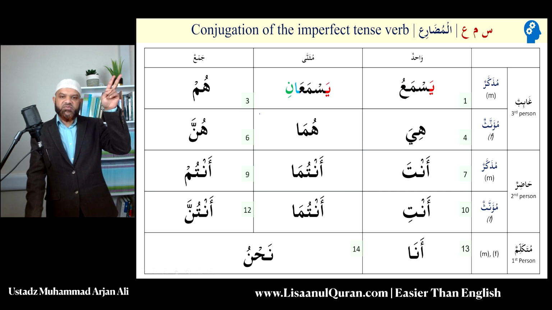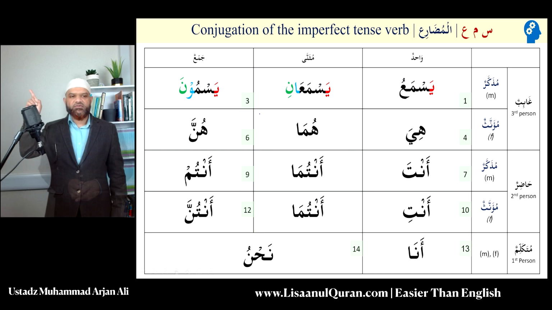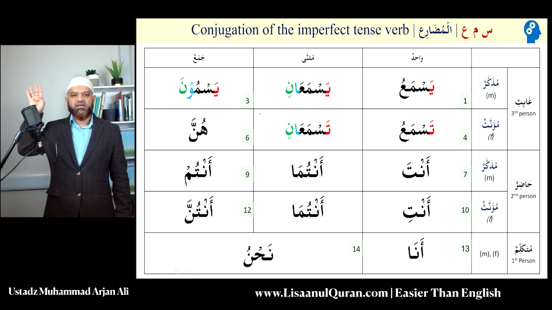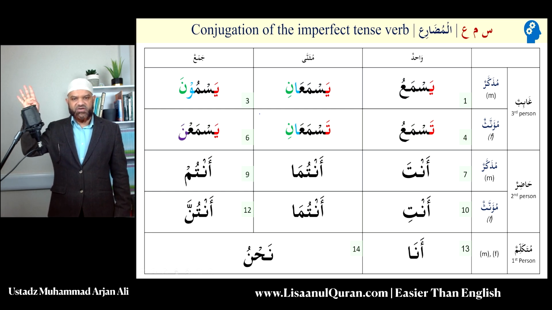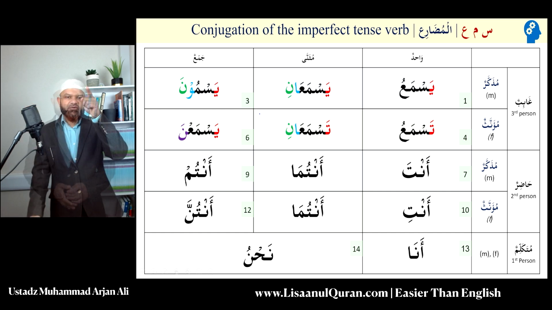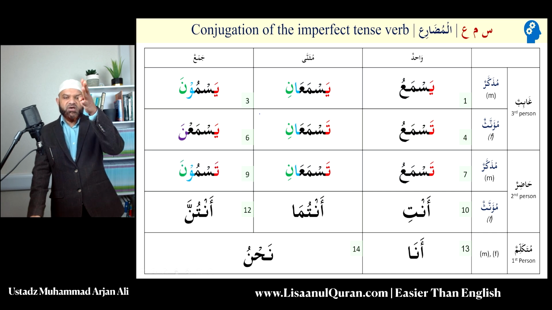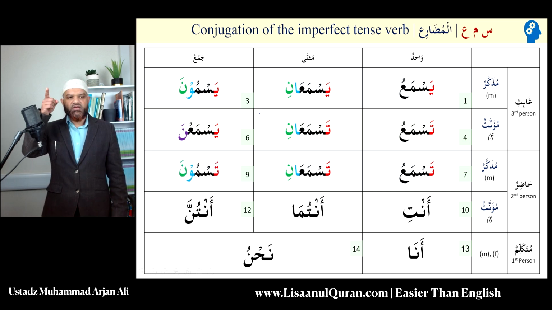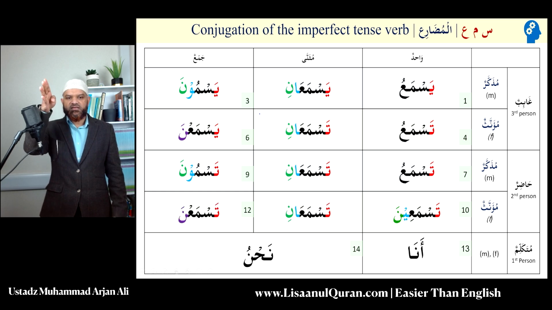Yasma'u, yasma'ani, yasma'una, yasma'u, yasma'ani, yasma'una. Next we have tasma'u, tasma'ani, yasma'na, yasma'na. Please note this is ya, not ta. Yasma'na. Then we have for anta, tasma'u, tasma'ani, tasma'una. Anti will be tasma'ina, tasma'ani, tasma'na.